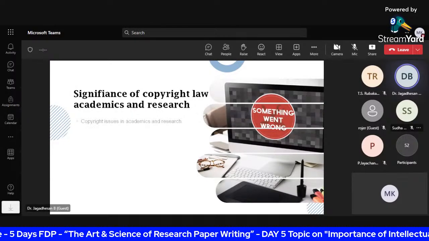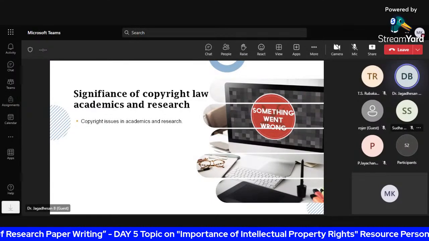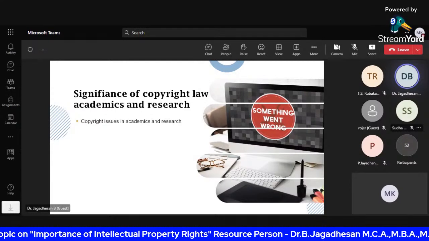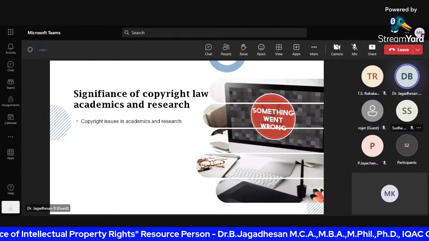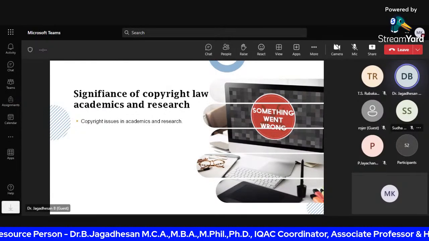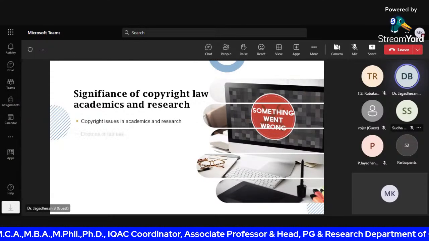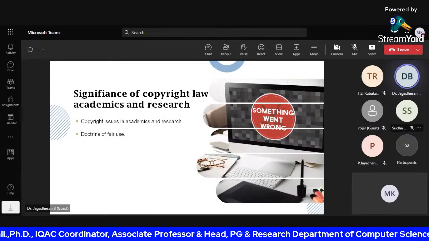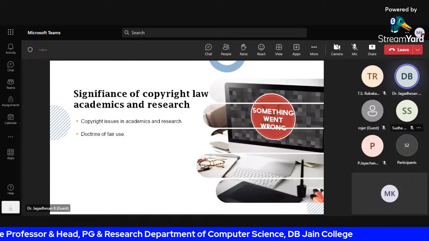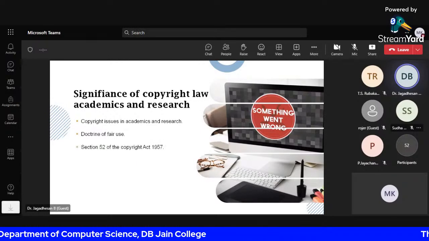Significance of copyright law in academics and research. Actually, intellectual property rights is a vast subject. If you were talking about intellectual property and relevant case studies, it would take more than 1 week or 10 days to complete the entire topic. But I am talking only about copyright, as it belongs to the domain of educational, academic and research work. Then only can we complete the session within 1 hour.